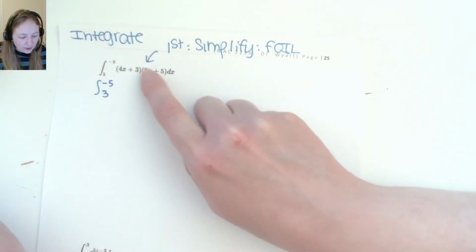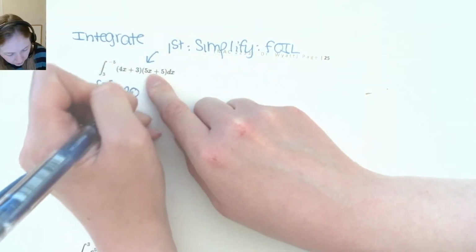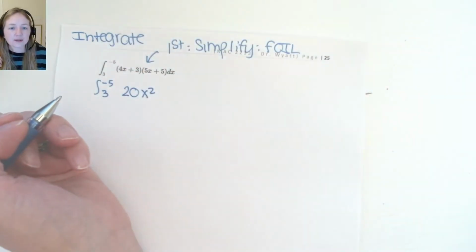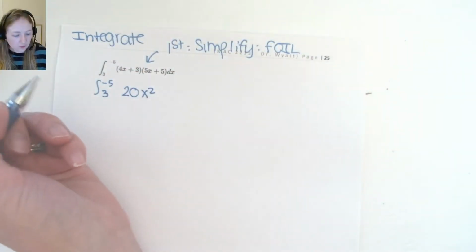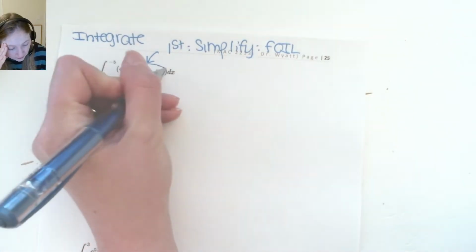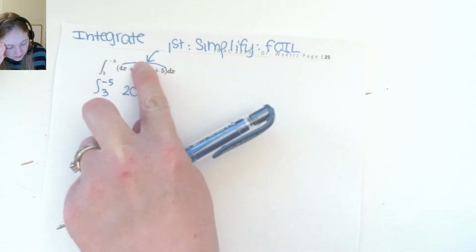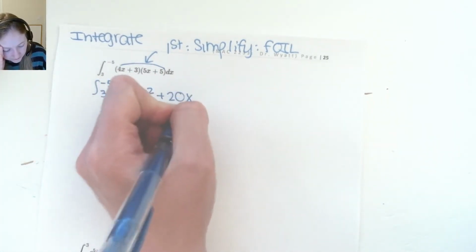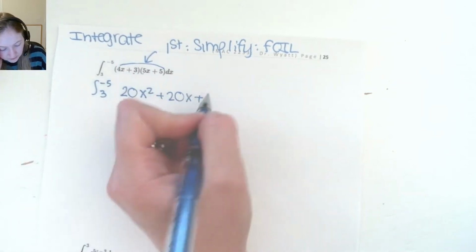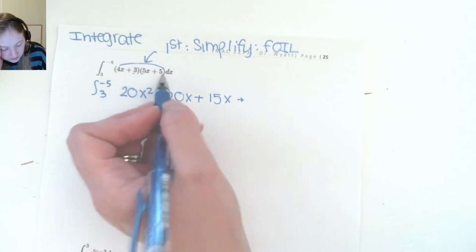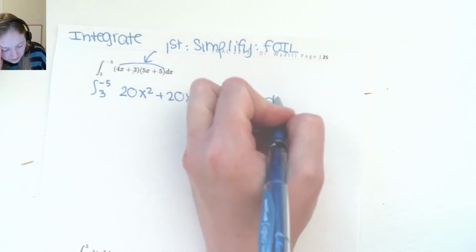So I have the 4x times 5x, that's going to give us a 20x squared. Or excuse me, the first two is going to give us 20x squared. Then my outer term will be a 4x times 5, so that's going to give us a 20x. And then the inner term will be a 3 times 5x, so 15x. And then the last two terms, 3 times 5, will give us a 15 dx.